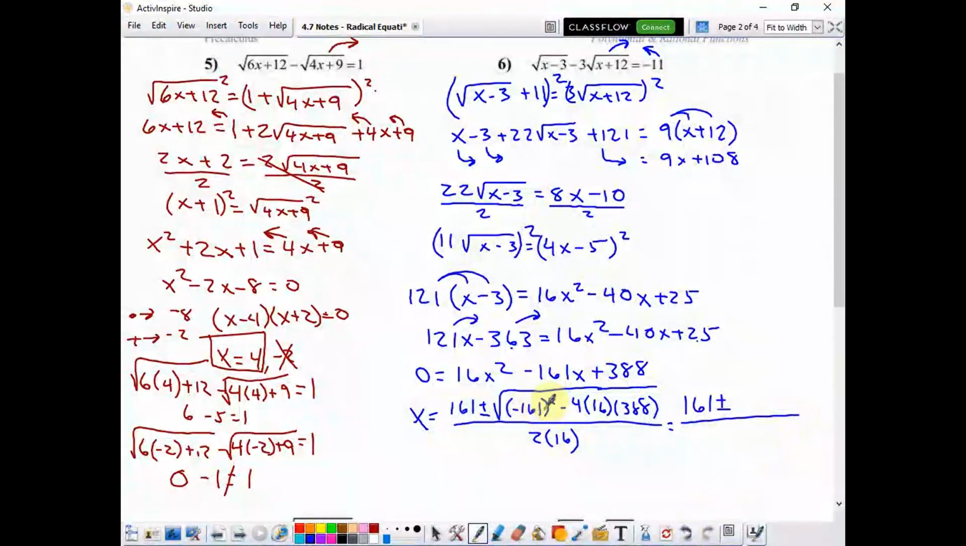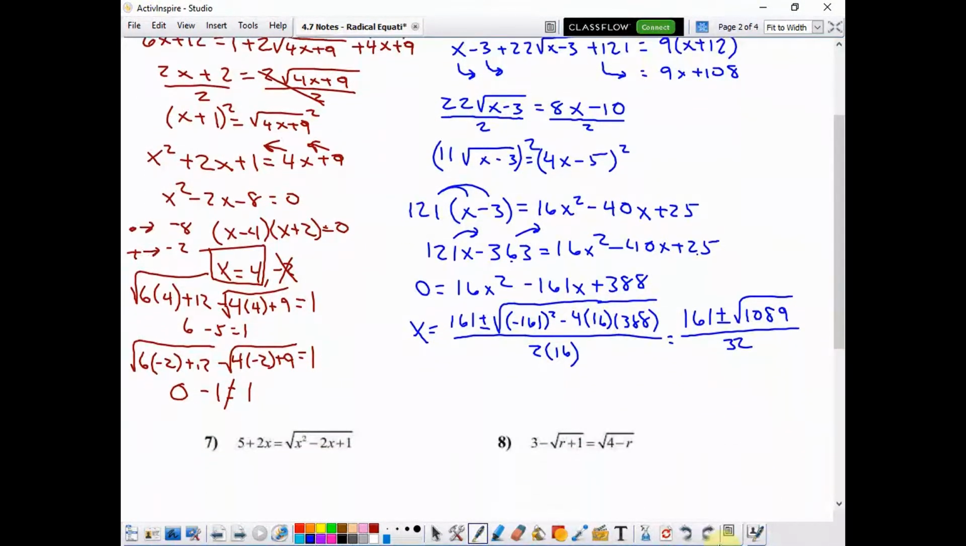Okay, so negative 161 squared minus 4 times 16 times 388 is 1089, which happens to be a square number. The square root of 1089 is 33. So x is 161 plus or minus 33 over 32. 161 plus 33 divided by 32.